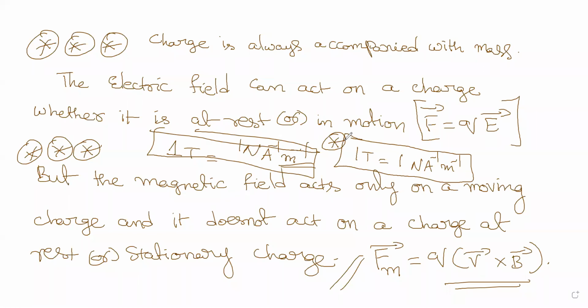Not meter square. It is meter inverse. It's most important. Somehow I made the mistake. The meter square will come in another unit, and I got confused. It's Weber per meter square. Another unit is there, that is Weber per meter square.